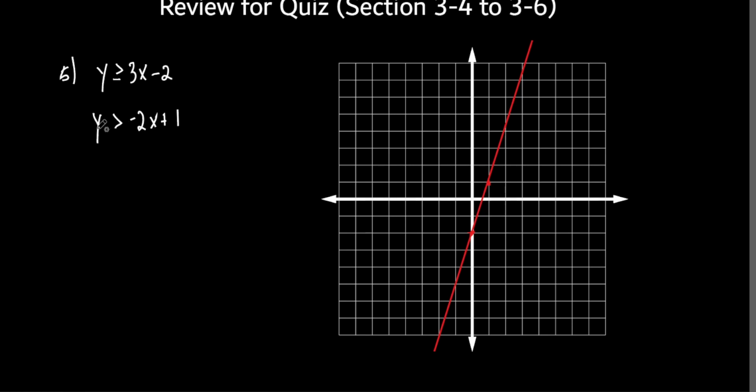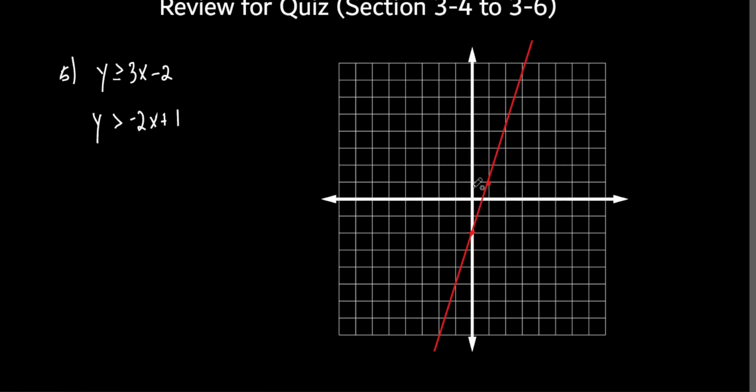All right, what about this one? What kind of line is this going to be? It's going to be dotted because there's no or equal to. So we graph the line as if it was an equal. We'll do the shading at the very end. We'll put the two lines first, and then we'll worry about what's shaded.